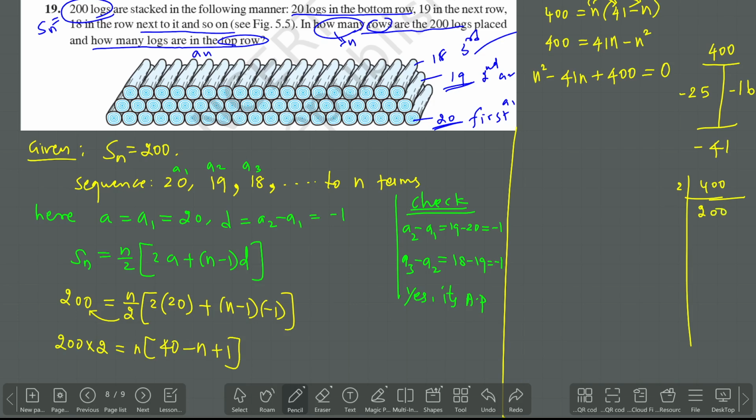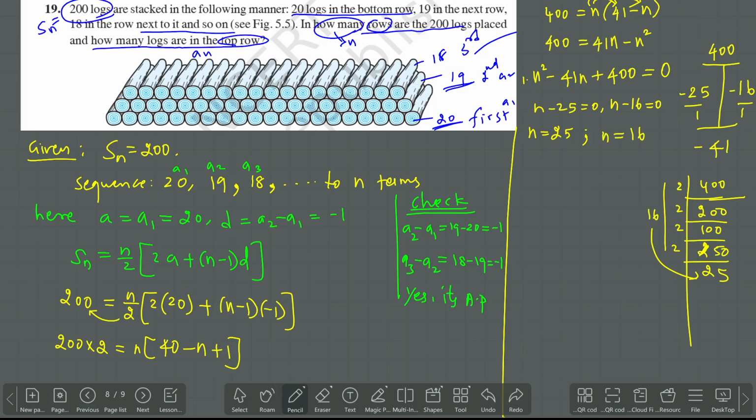If you don't have an idea, don't worry. 200. What am I getting? 100. Again 25. Is that 25? 50. Again, if you go, 25. This is what now? 16. 16 with 25, you will be getting it. Like that, you think, you will get it easily. Coefficient of n square is 1. When you divide by 1, there is no change. So n minus 25 equals 0. N minus 16 equals 0. Then n equals plus 25 and n equals plus 16.